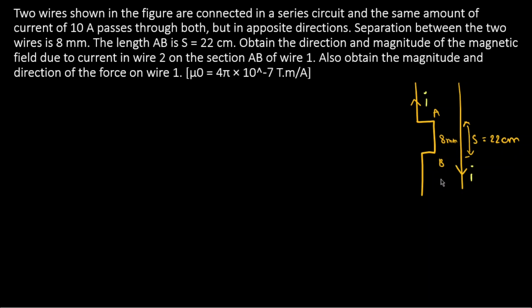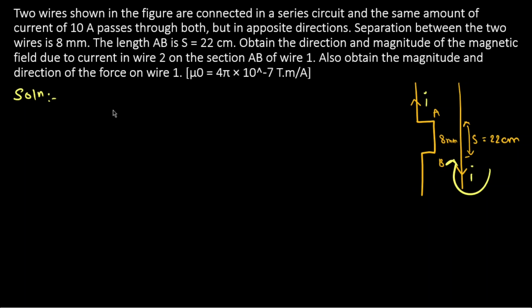Obtain the direction and magnitude of the magnetic field due to the current in wire 2 on the section AB of wire 1. Also obtain the magnitude and direction of the force on wire 1. So solution. First of all, let's calculate the magnetic field due to the current that is passing in wire 2 on the wire 1. If current I is going in this direction, the magnetic field will be in clockwise direction according to right hand rule, that is inside the plane, negative z direction.